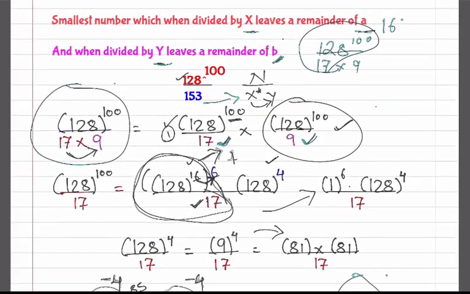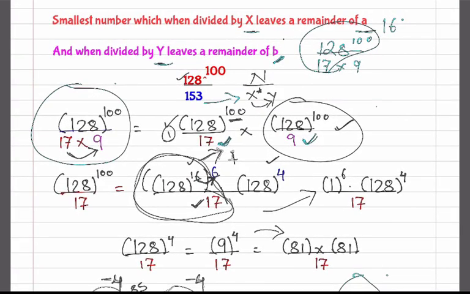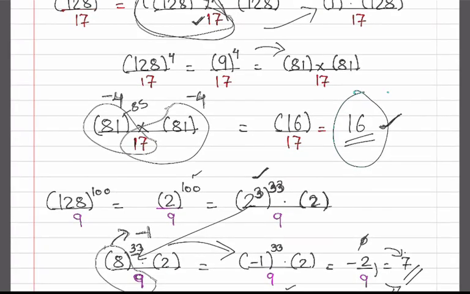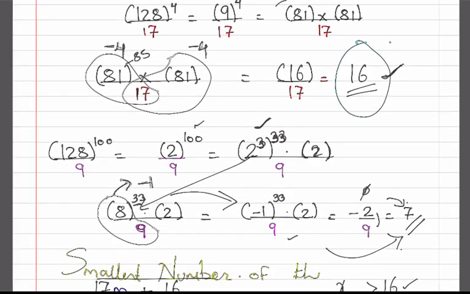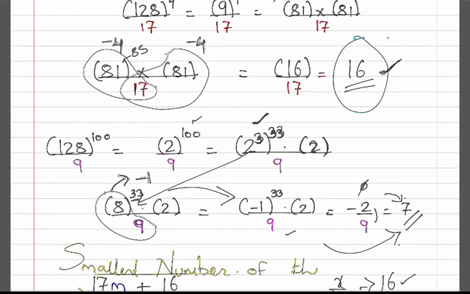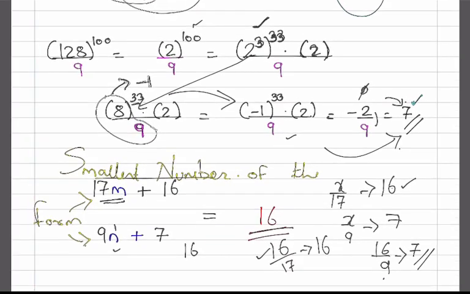Next part I'll say this: 128 raised to 100 divided by 9. I'll try and find the remainder for this. I found out the remainder of 128 raised to 100 divided by 9 by adjusting the power. I got the remainder as 7. Now this is where I think you would be confused.